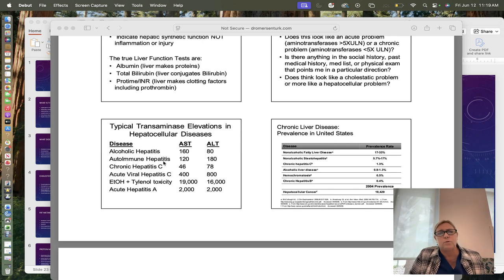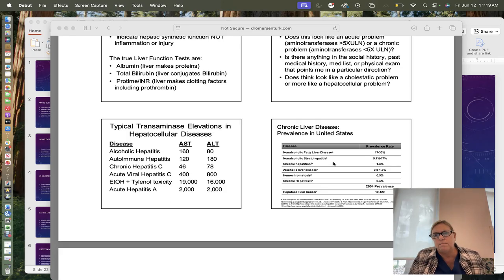If it's an autoimmune hepatitis, your ALT is going to be higher. If you're looking at chronic hepatitis C, ALT is higher. If you have viral hepatitis, ALT is higher. When we look at alcohol and Tylenol toxicity, you're looking at AST higher. Acute hepatitis, it's even, and that's the one that I told you was contaminated waters.